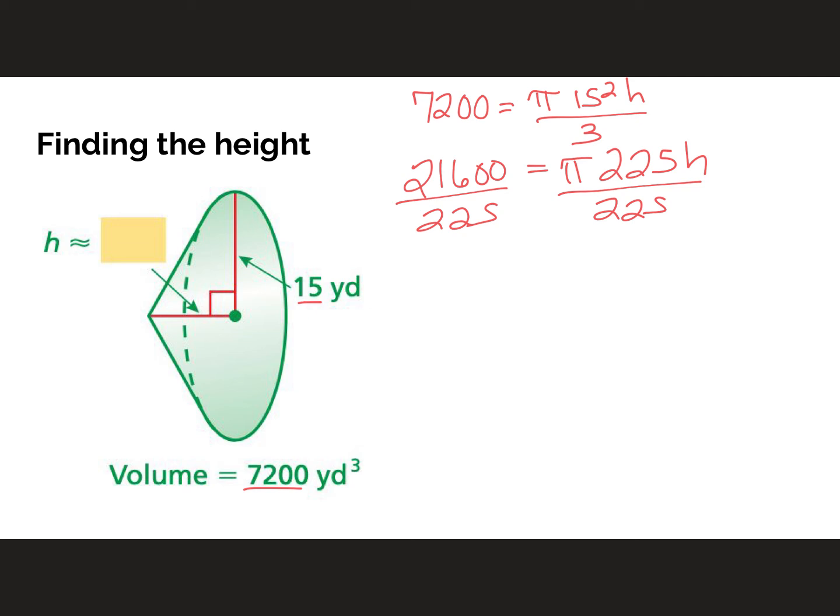Sorry, putting it into my calculator. Gives me 96 equals pi times my height. Divide both sides by pi. Gives me 30.57. Okay, so not that bad finding the height. We're just sort of working backwards.